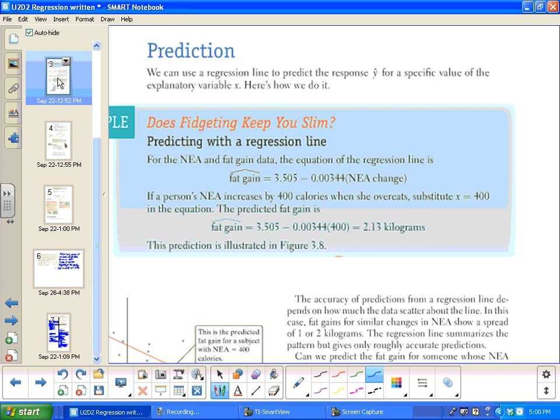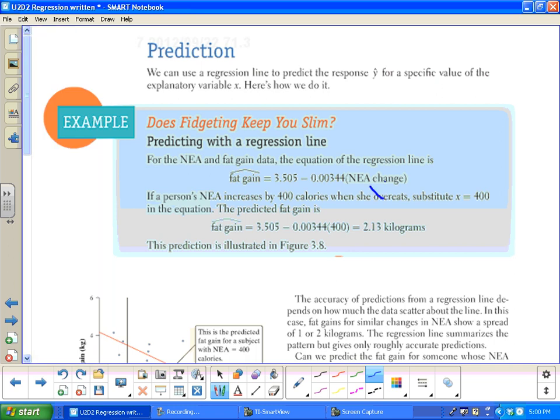Let me see, I think we're on page 3, yeah. So now let's talk about predicting. This is really simple, pretty much just basic algebra. We can actually use our regression line to predict values. Say we have a value for the NEA change, the x, and we want to predict for this given NEA change what the fat gain would be. All we have to do is plug the x value into our equation, do the math, and we get our prediction value. So it's pretty straightforward.